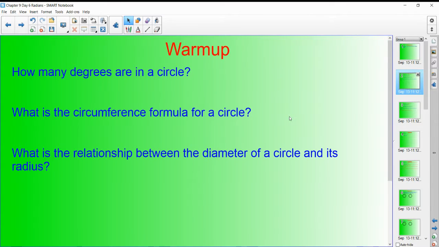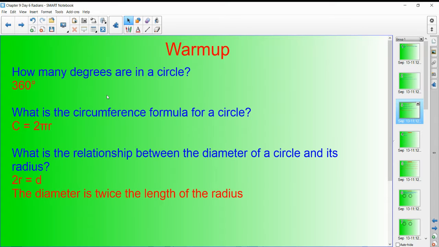Okay, I'm very confident that you got the first answer right, and you told me that there are 360 degrees in a circle. Now you might have remembered this formula. If not, write it down. The circumference, which is the perimeter of a circle, the distance along the outside, is 2 pi r. And the relationship between the radius and the diameter is that the diameter is twice the length of the radius, and the radius is half of the diameter. So if I know the radius, I can find the diameter. If I know the diameter, I can find the radius. And then I can go ahead and find circumference.